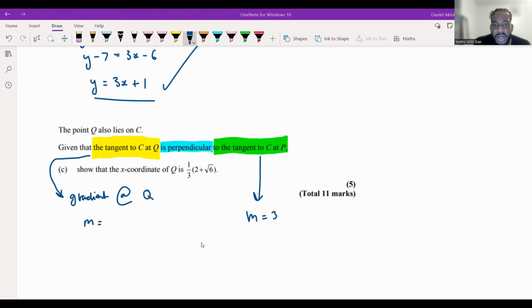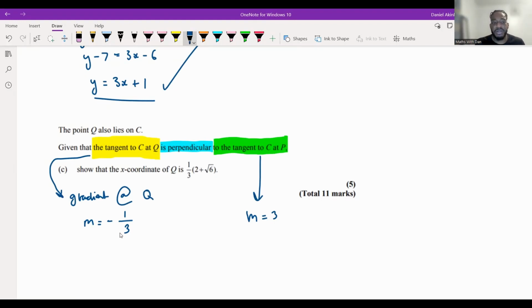Exactly. Thank you very much, Biana. If it's perpendicular, thank you very much, Nelio, we know that means it's the negative reciprocal. So the tangent to C at Q, the gradient of it is definitely minus 1 over 3. Okay, so that's a good step, right? You'll definitely get a mark for that. Now it says show that the x coordinate of Q is that there.